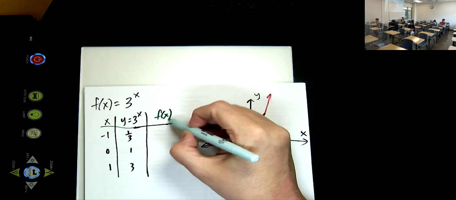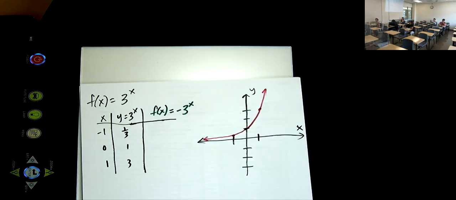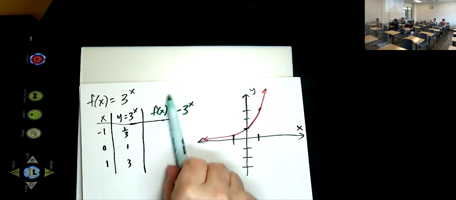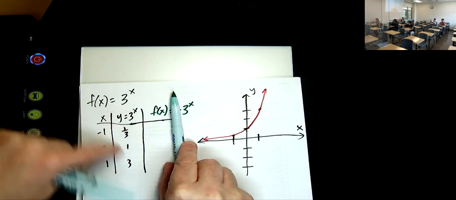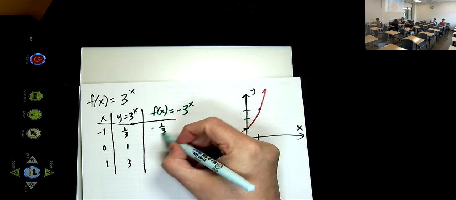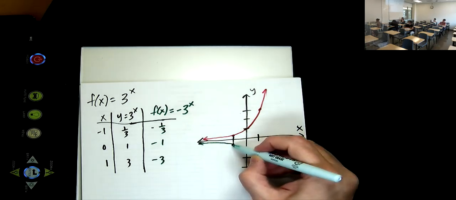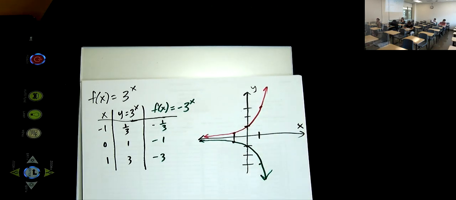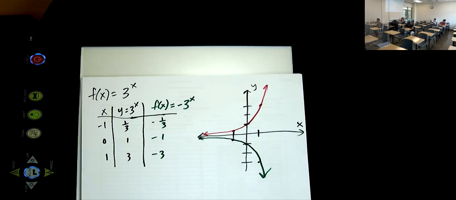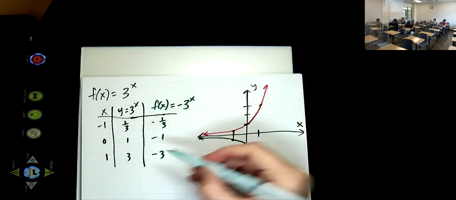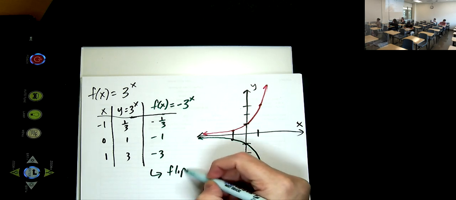What if we had f of x equals -3 to the x? Not in parentheses, just 3 to the x, then there's a negative in front of it. What does that do to the y values? It should be the same as 3 to the x, like this, but then we multiply by a negative. So it should be -1/3, -1, and -3. So having it negative, all this did was flip it over the asymptote.